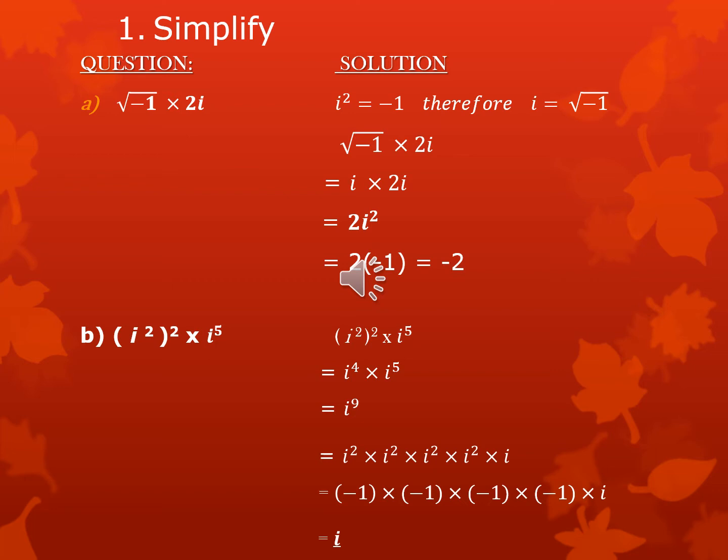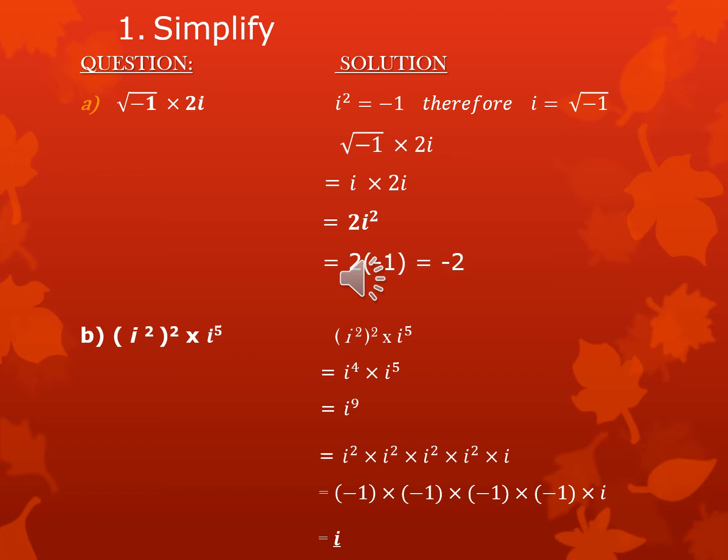First of all, we need to replace root of -1, and for that you need to remember that i squared is equal to -1. Making i the subject, we get root of -1. So we now know that square root of -1 is the same as i. Going back to the question, root of -1 times 2i.